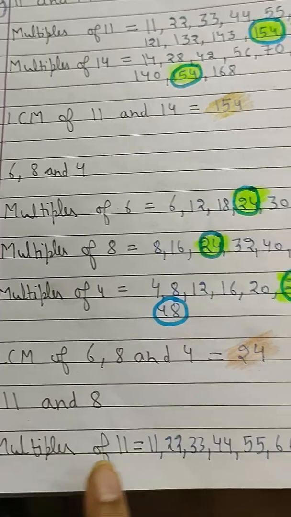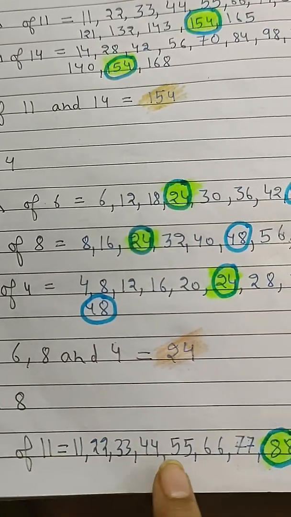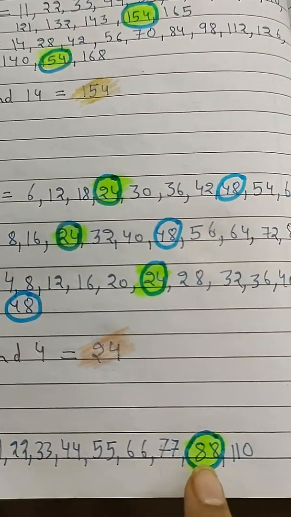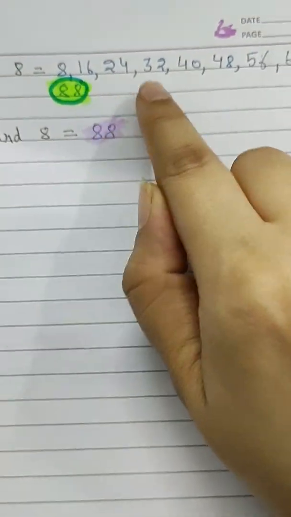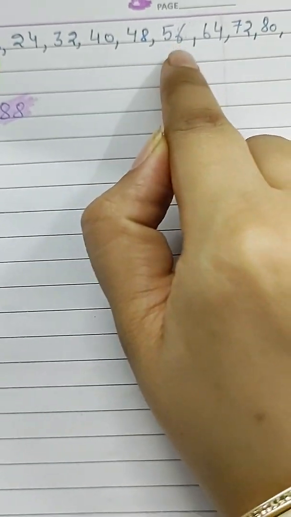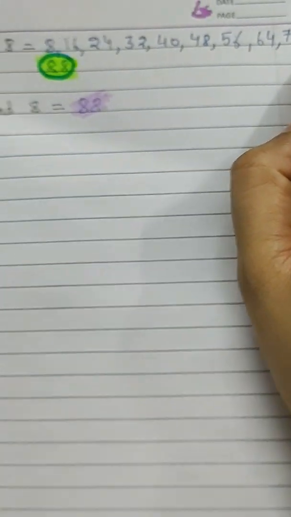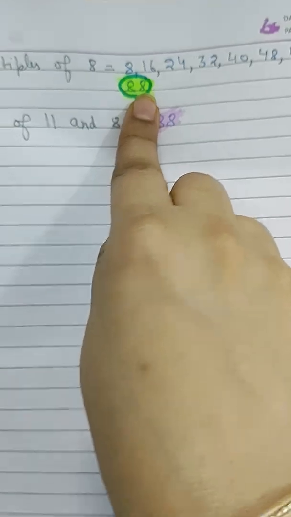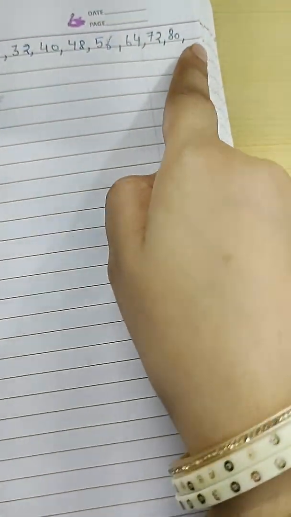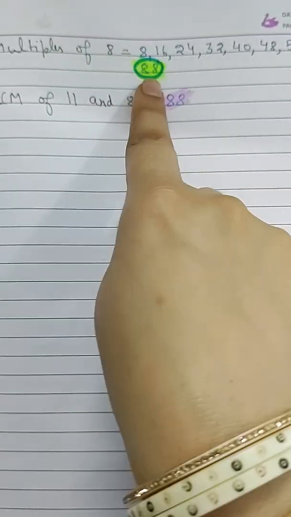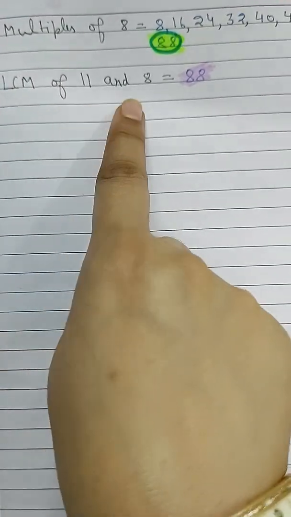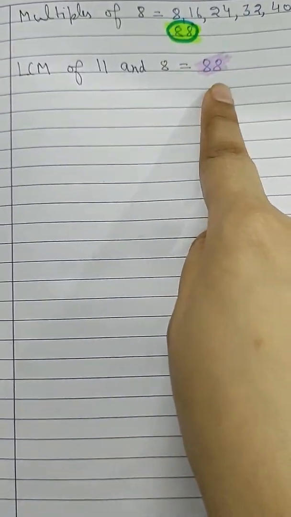Now 11 and 8. Multiples of 11: 11, 22, 33, 44, 55, 66, 77, 88, 110. Multiples of 8: 8, 16, 24, 32, 40, 48, 56, 64, 72, 80. As you can see, I have expanded till 11, then only I am getting 88, and 88 is common here. In the 11 table we have 88, but if we had written only till 10, we would not have got the least common multiple. So the least common multiple of 11 and 8 is 88. By this we have completed our exercise.